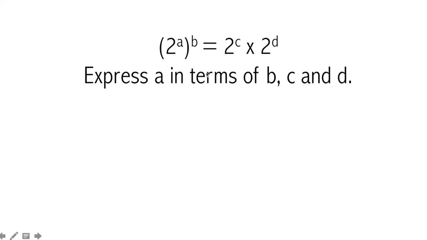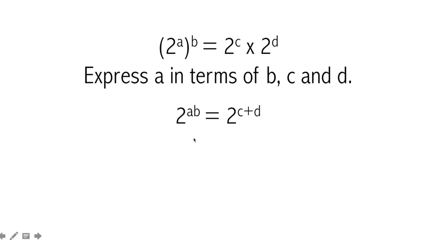So often you'll have something like this where they'll give you an expression and they'll ask you to express one of the variables in terms of the rest. So your first step is to reduce both sides to one exponent. We know from the laws regarding indices that this is just equal to 2 raised to the power ab, and the final exponent over here is what happens when you add c plus c and d.